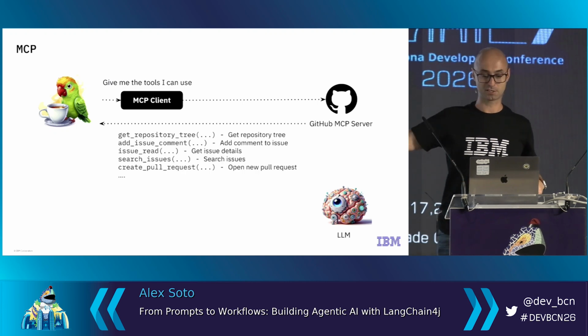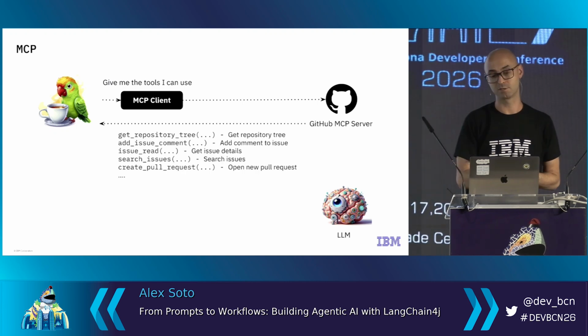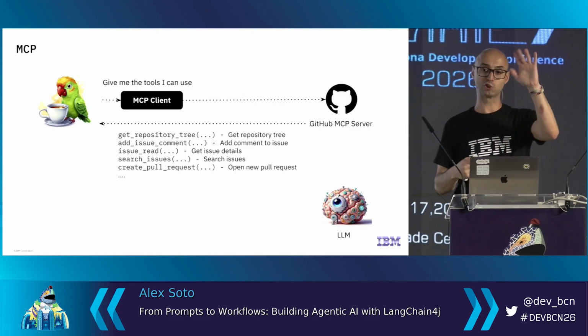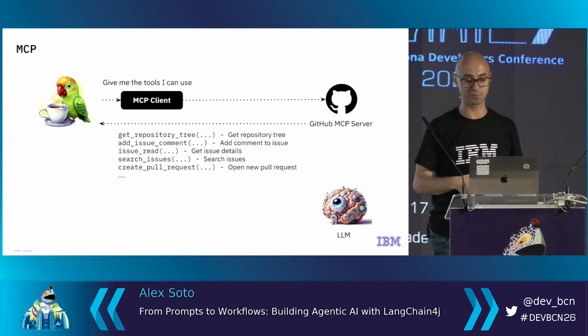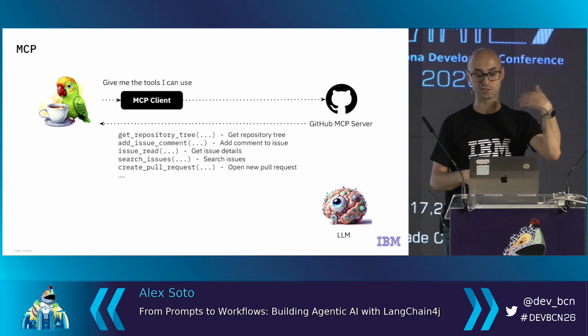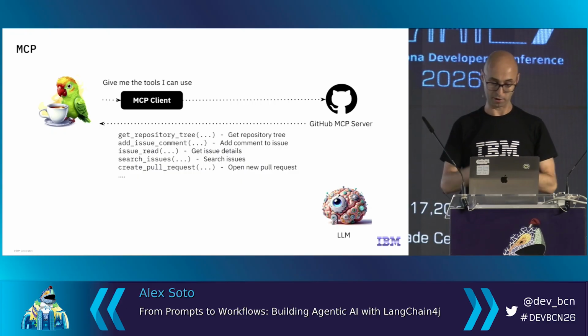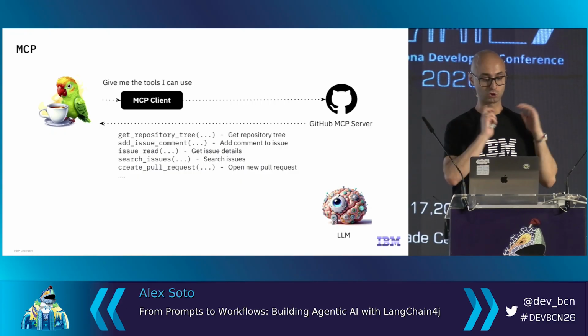And then I ask the GitHub MCP server, and the MCP server says, hey, look, I've got all these tools registered. For example, get repository tree, add issue comment, issue read, search issues, and so on and so forth. Okay, now I've got all these tools.